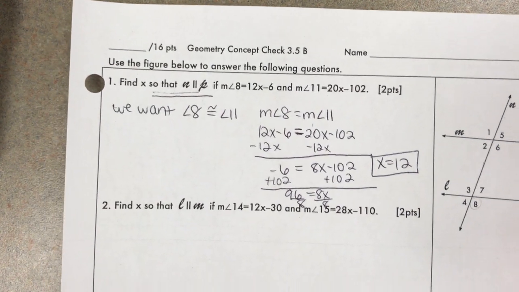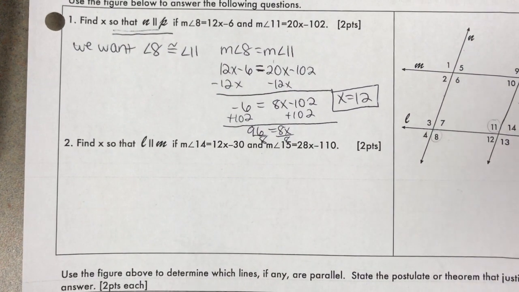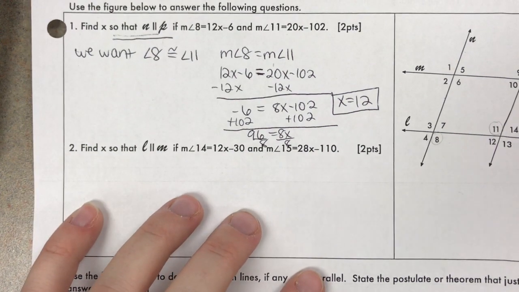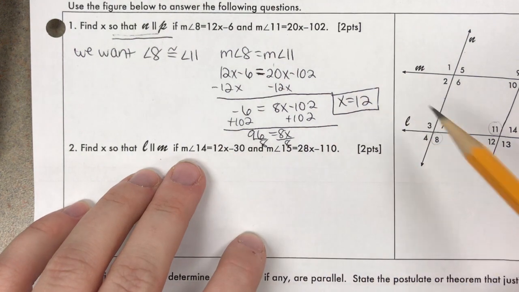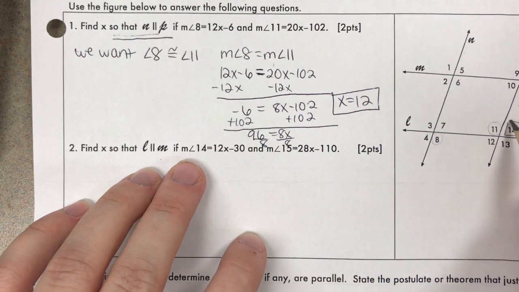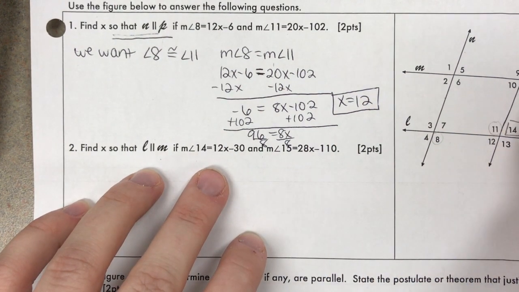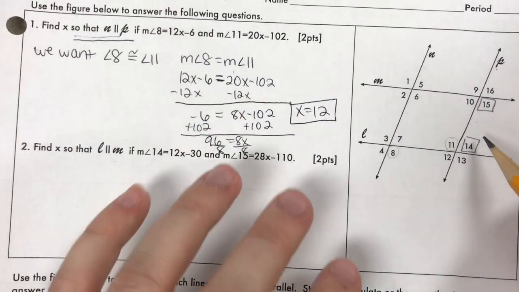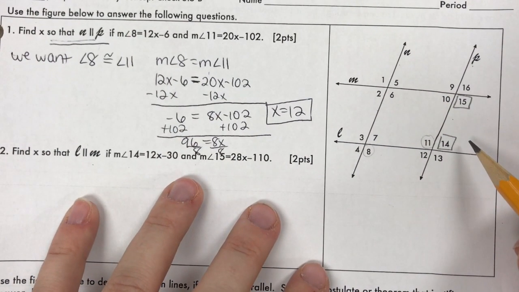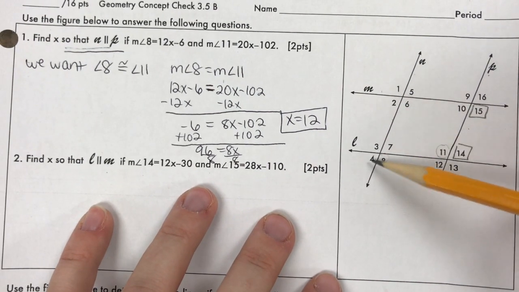Okay, for problem 2, same idea here with some different angles and different lines. We want L and M to be parallel. So we're talking about measures of angles 14 and 15. Those are same side interior angles. Again, no matter what, they're same side interior, or consecutive interior. So if we can show that they're supplementary, then that would mean that L and M are parallel.